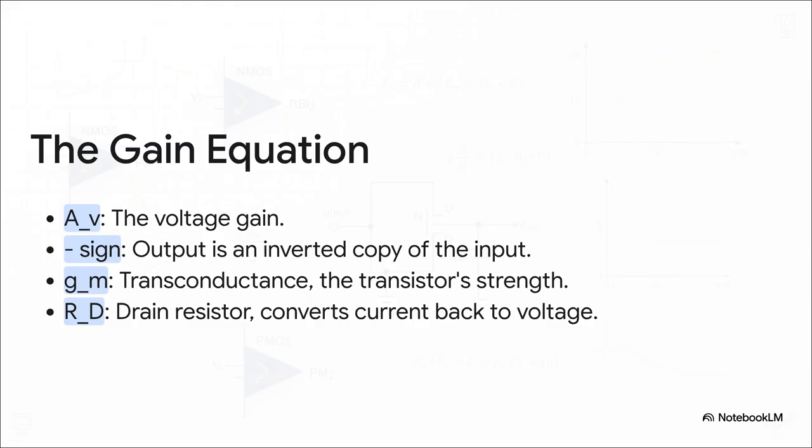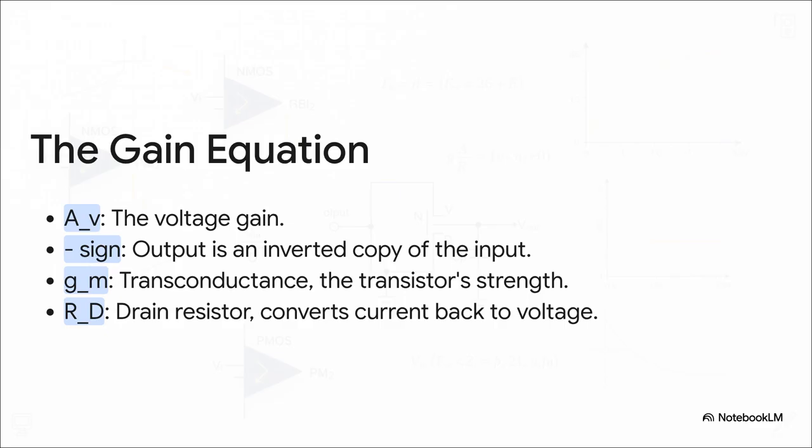What's AV? That's our voltage gain, the whole reason we're here. It's just the ratio of how much the output changes for a given change in the input. Okay, what about that minus sign out front? That's super important. It tells us the amplifier is inverting. When the input signal goes up, the output signal actually goes down. It's a 180-degree phase shift.